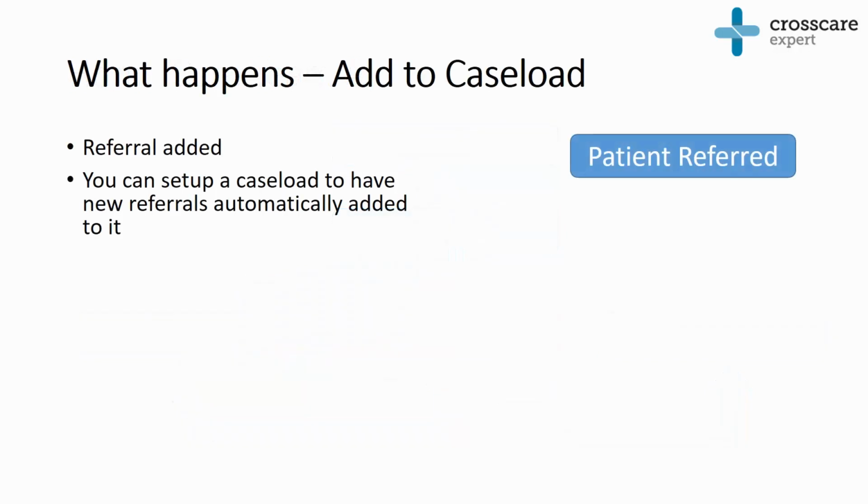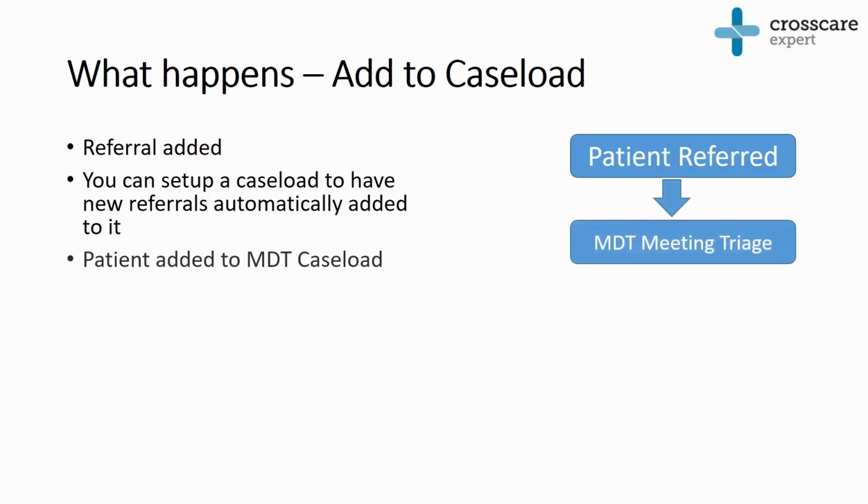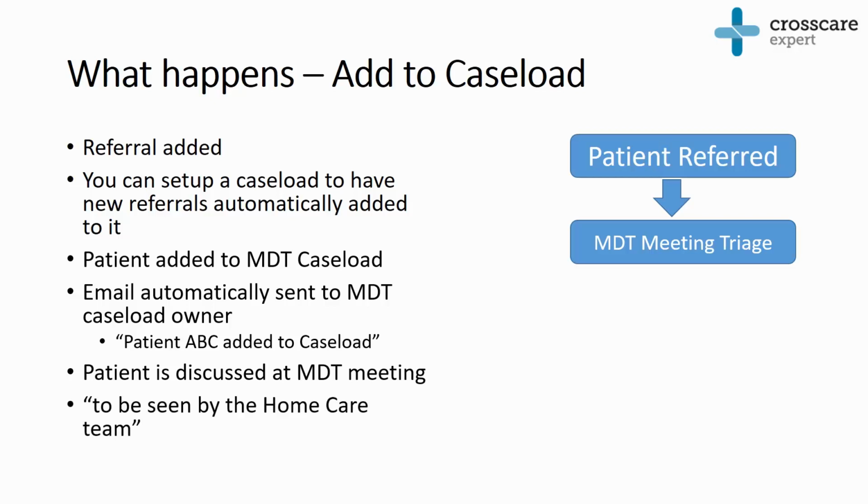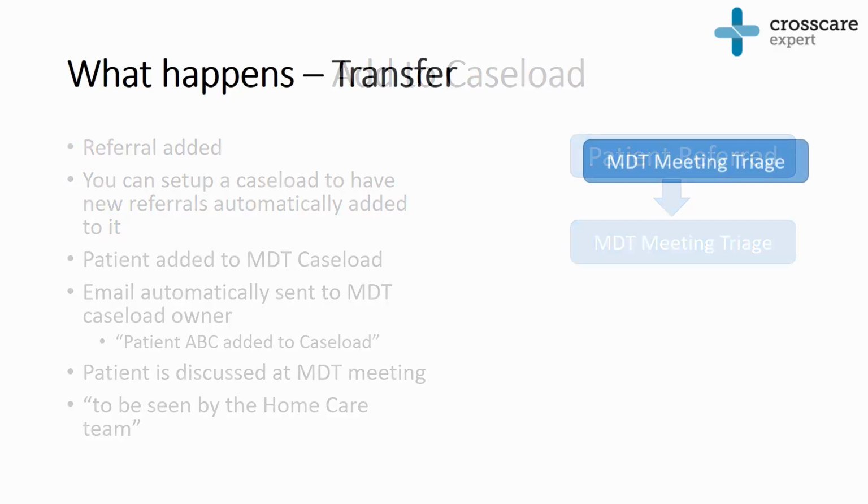If we look at what actually happens in some detail, the patient is referred to the hospice and they are added to a caseload queue called MDT meeting. You can in Crosscare set up a caseload to have new referrals automatically added to it. So whenever a new referral is added, the referral will be moved instantly to that queue. An email is automatically sent by the system to tell the MDT caseload owner that the patient has been added to the caseload. The patient may then be discussed at the MDT meeting and a decision may be taken to get the home care team to see the patient.